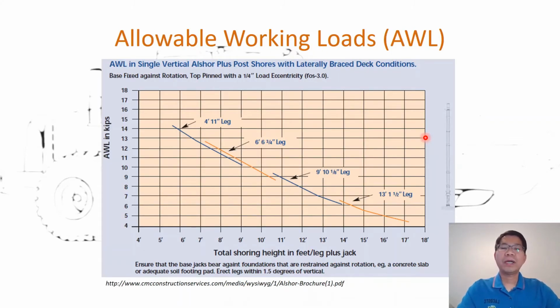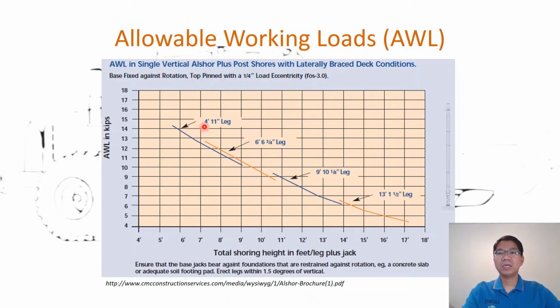So as I mentioned earlier, each shore, which depends on the height, has an allowable working load, which we call here AWL, and in this case in kips. So in this graphic we have 4 different types of shore, and as you can see, a 4 feet 11 inches leg, and then it goes to 13 feet and 1.5 inches leg, and each of those has a range of application.